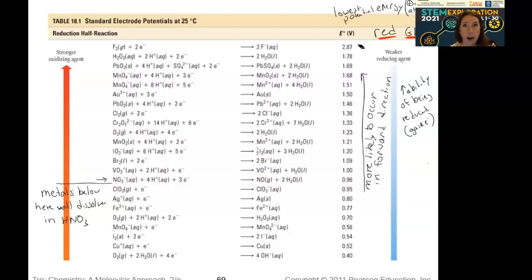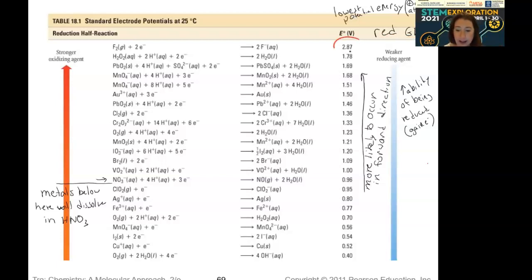Now, why the more positive it is, the more likely it is reduced? Because remember, reduction means gaining electrons. Gaining electrons, this is positive. Electrons are attracted, right? Opposites attract. So the more positive it is, the more the electrons are attracted to it. If the electrons are attracted to it, that means it's gaining electrons. The more positive it is, the lower the potential energy.